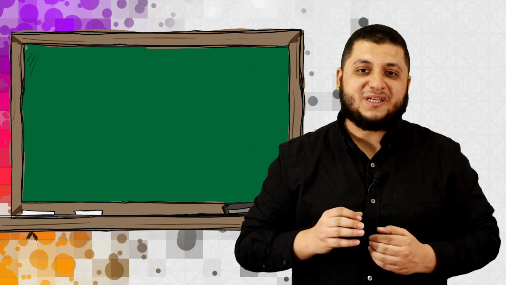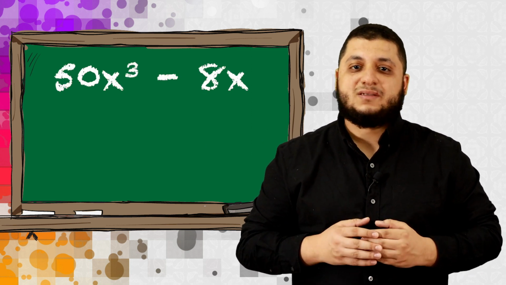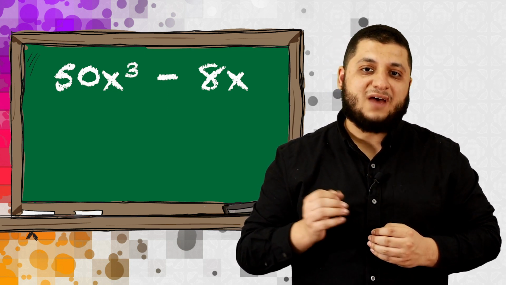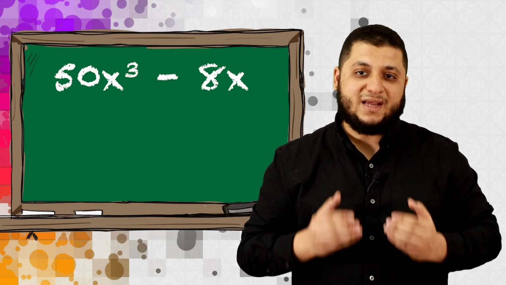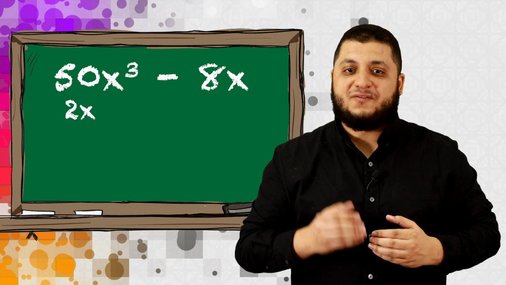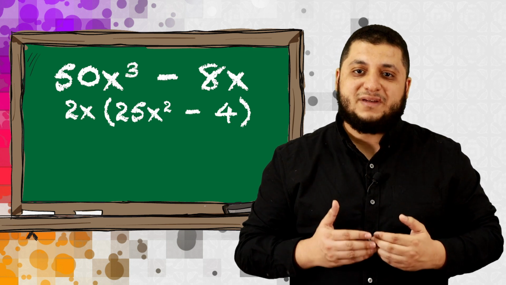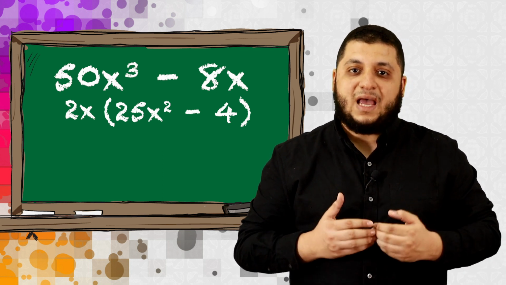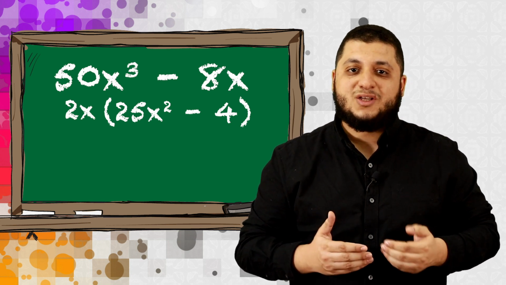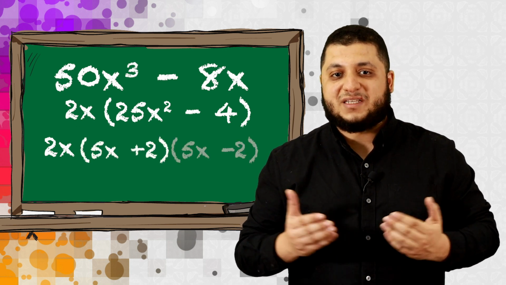Now we have a very special example. How can we factorize 50x power 3 minus 8x? First, as we said, you have to search for the highest common factor. Here the highest common factor is 2x. So take 2x as common factor. Now you have 25x power 2 minus 4. 25x power 2 minus 4 is a difference between two squares, as 25x power 2 is 5x times 5x and 4 is 2 times 2. So now we can write 2x bracket 5x plus 2 bracket 5x minus 2.